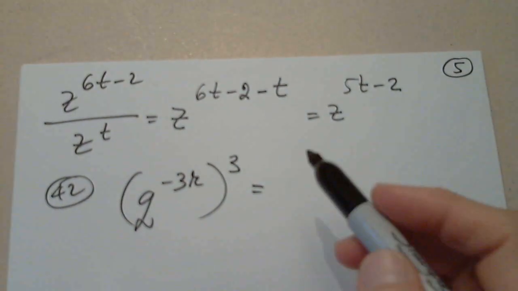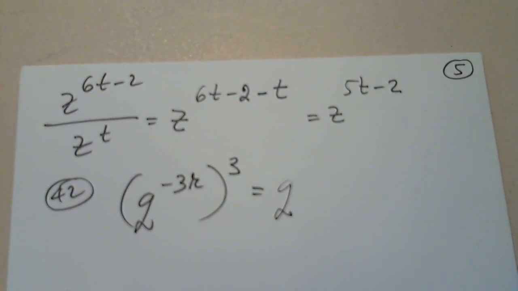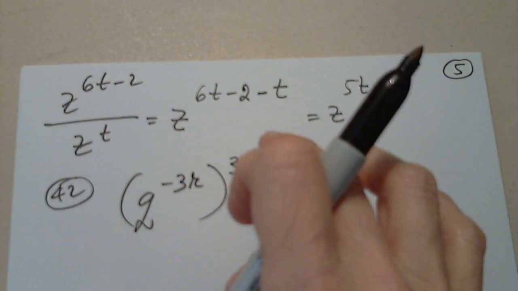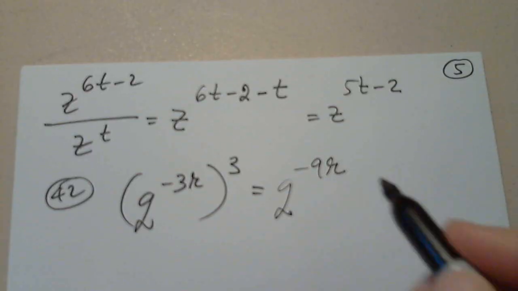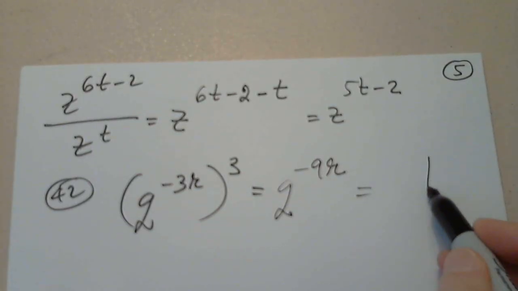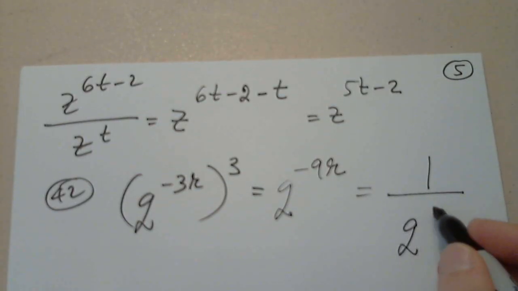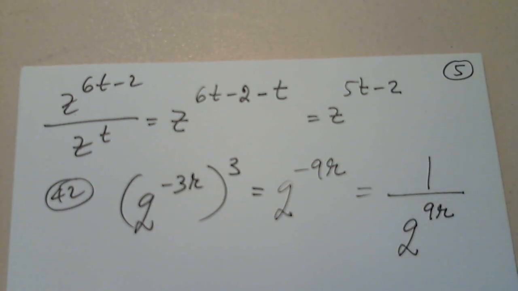So, I copy the base, and what do I do with the exponents? Multiply. Yes, negative 3R times 3 is negative 9R. I have to rewrite it as 1 over Q to 9R, and that's it. Why? Because number one, we don't like negative exponents in the final answer, and number two, I have to use all exponential rules till no exponential rule can be applied.